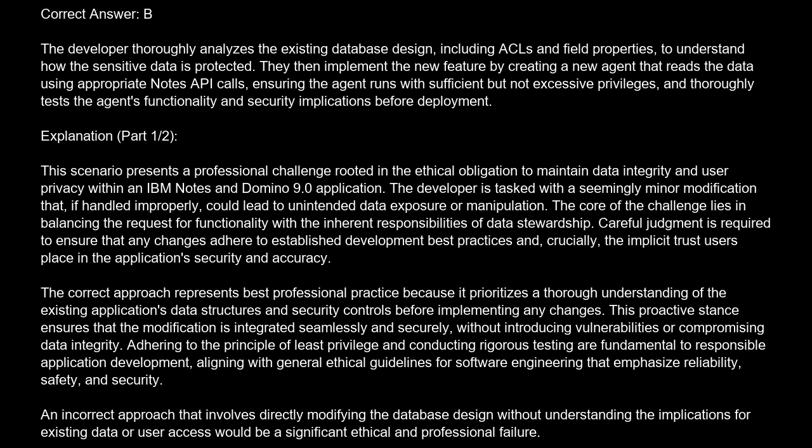Careful judgment is required to ensure that any changes adhere to established development best practices, and crucially, the implicit trust users place in the application's security and accuracy. The correct approach represents best professional practice because it prioritizes a thorough understanding of the existing application's data structures and security controls before implementing any changes. This proactive stance ensures that the modification is integrated seamlessly and securely, without introducing vulnerabilities or compromising data integrity.